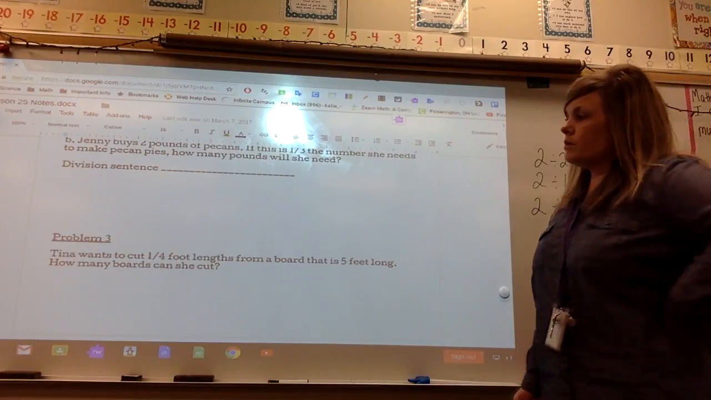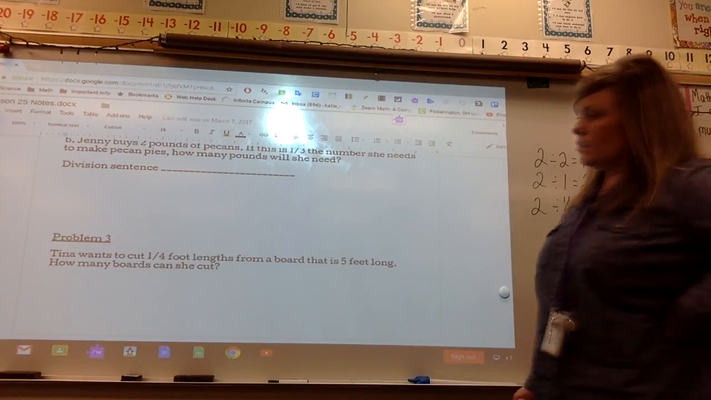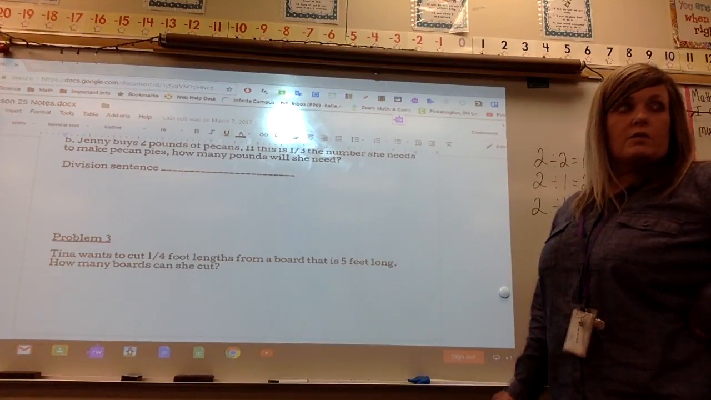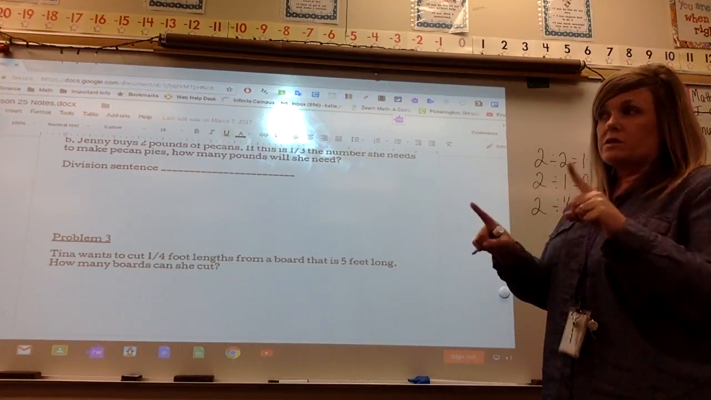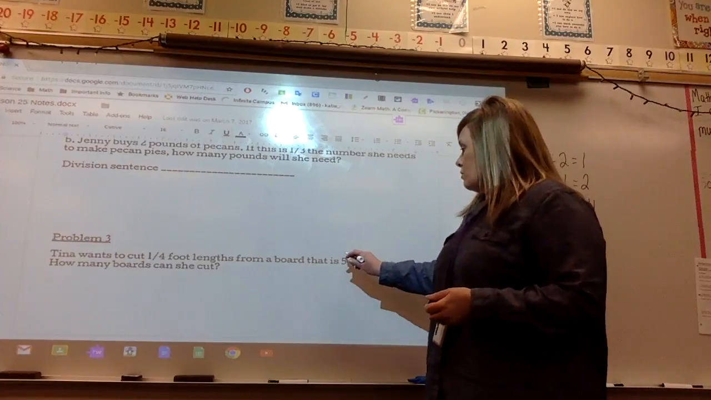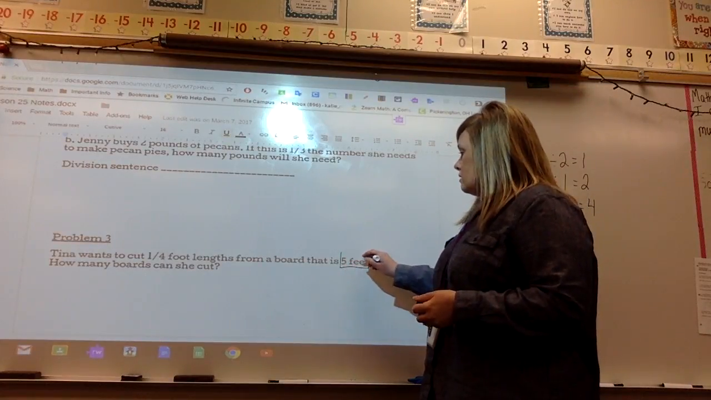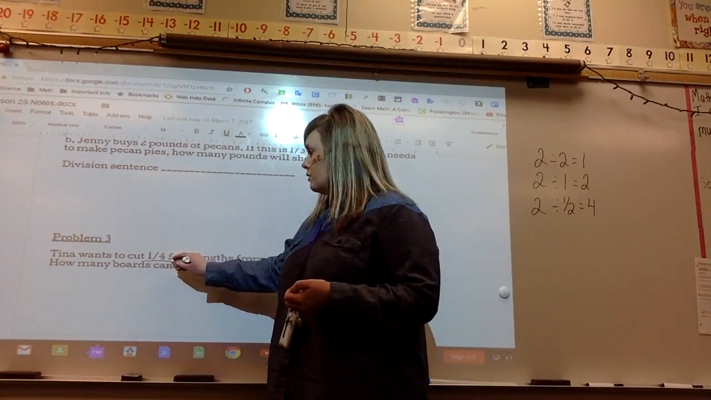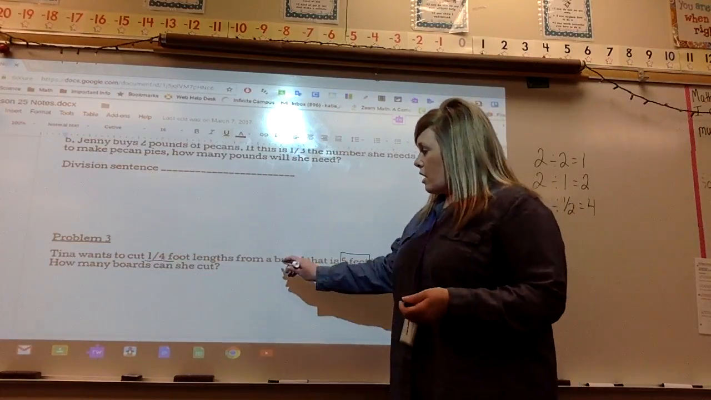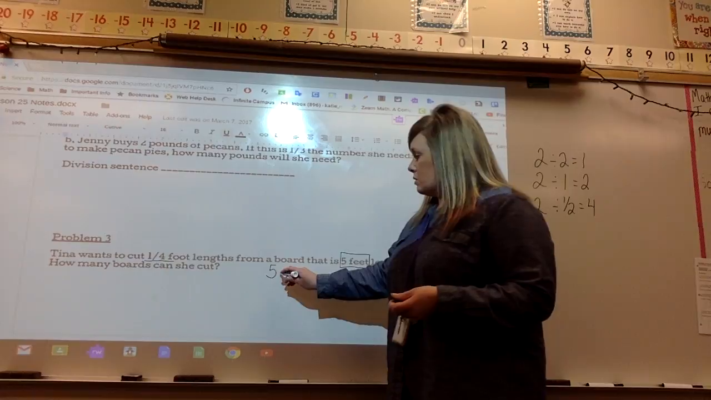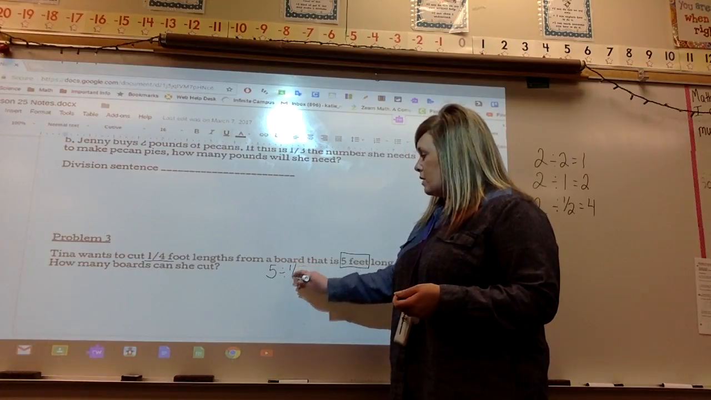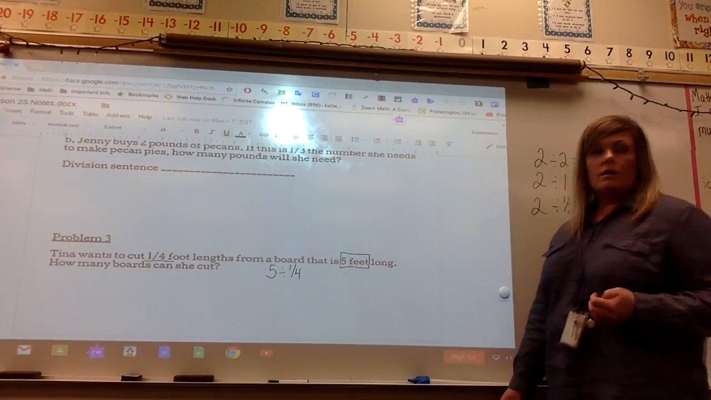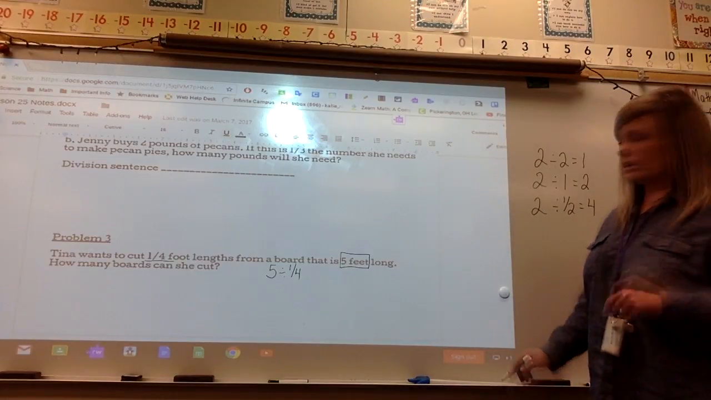All right, problem 3 says Tina wants to cut 1/4 foot lengths from a board that is 5 feet long. Be careful because I flipped the numbers around for this problem. So what she's starting with is actually 5 feet, and she's breaking it into sections that are 1/4. So our division problem is going to be equal to 5 divided by 1/4. If you think you know what the answer is, go ahead and write it. And then let's draw our tape diagram to check it.